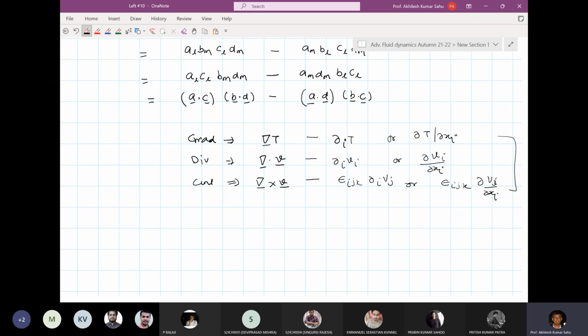Okay, so again you have to verify this: del dot (A cross B) is equal to B dot (del cross A) minus A dot (del cross B). Okay, so can you verify this?